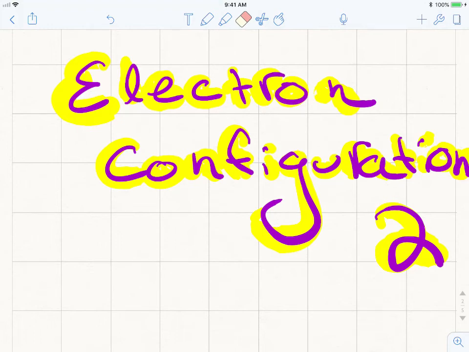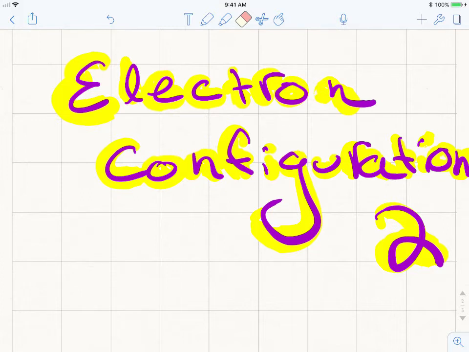This video is part 2 of a series of videos on electron configuration. Our first video focused primarily on the Bohr model of the atom, the planetary model of the atom. This second part gets a little bit deeper into the nitty-gritty of how electrons actually do fill in atoms to give you a more realistic depiction of what an atom looks like in real life.